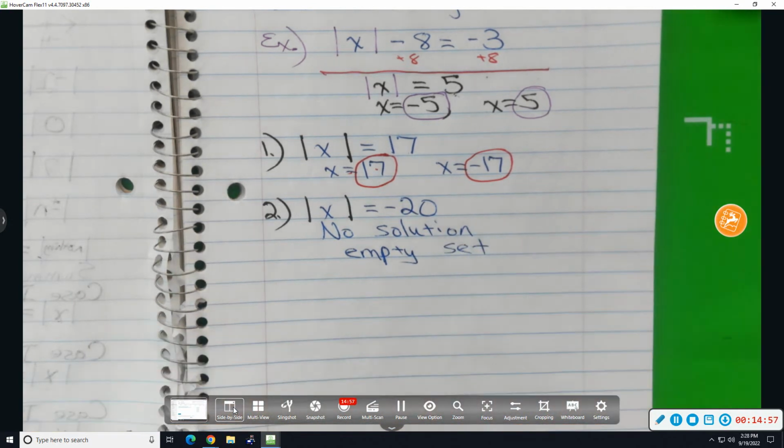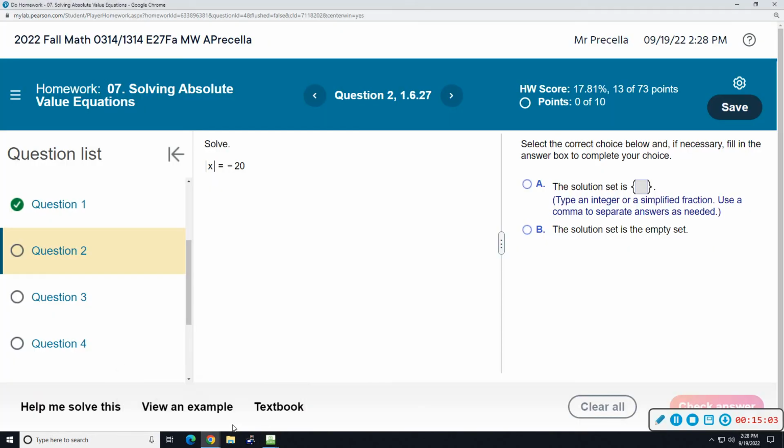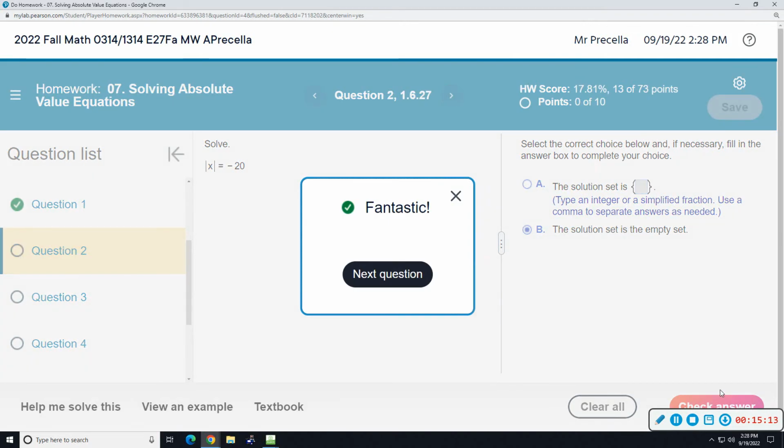Let's switch over and see what the options are. Does it say there's no solution, or does it say that the solution set is the empty set? Any questions? Okay.